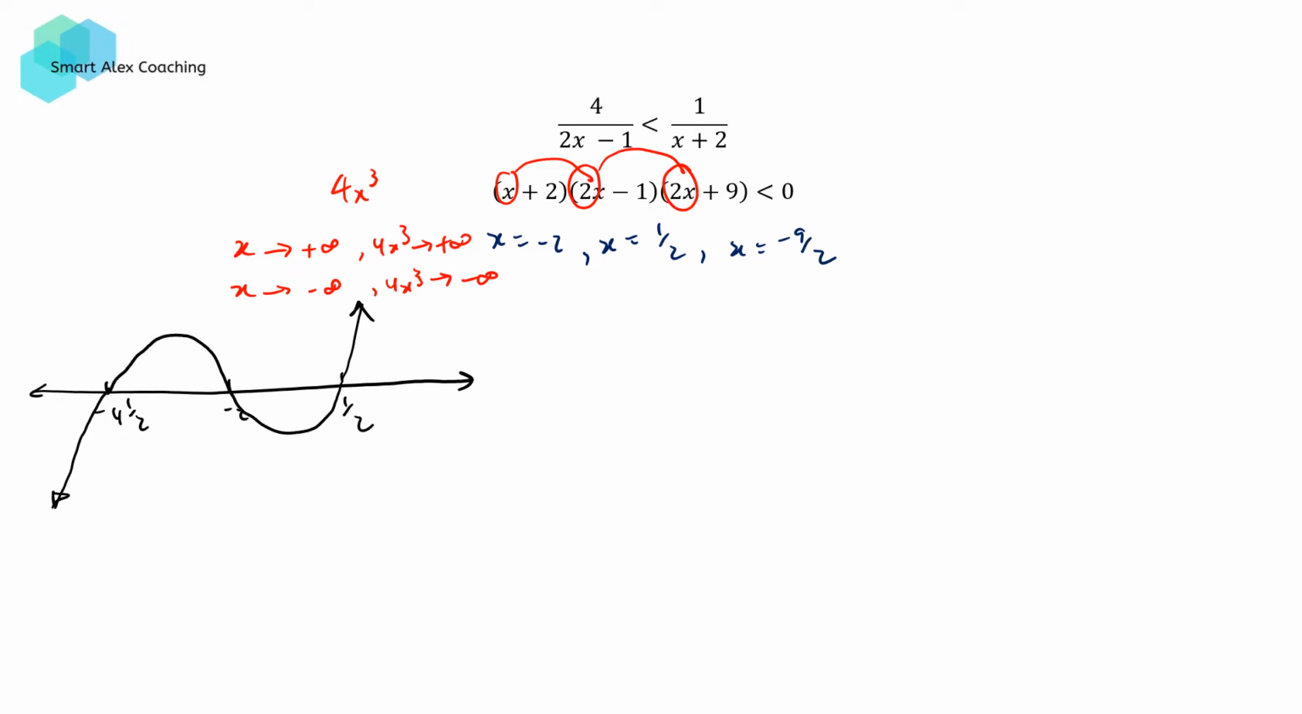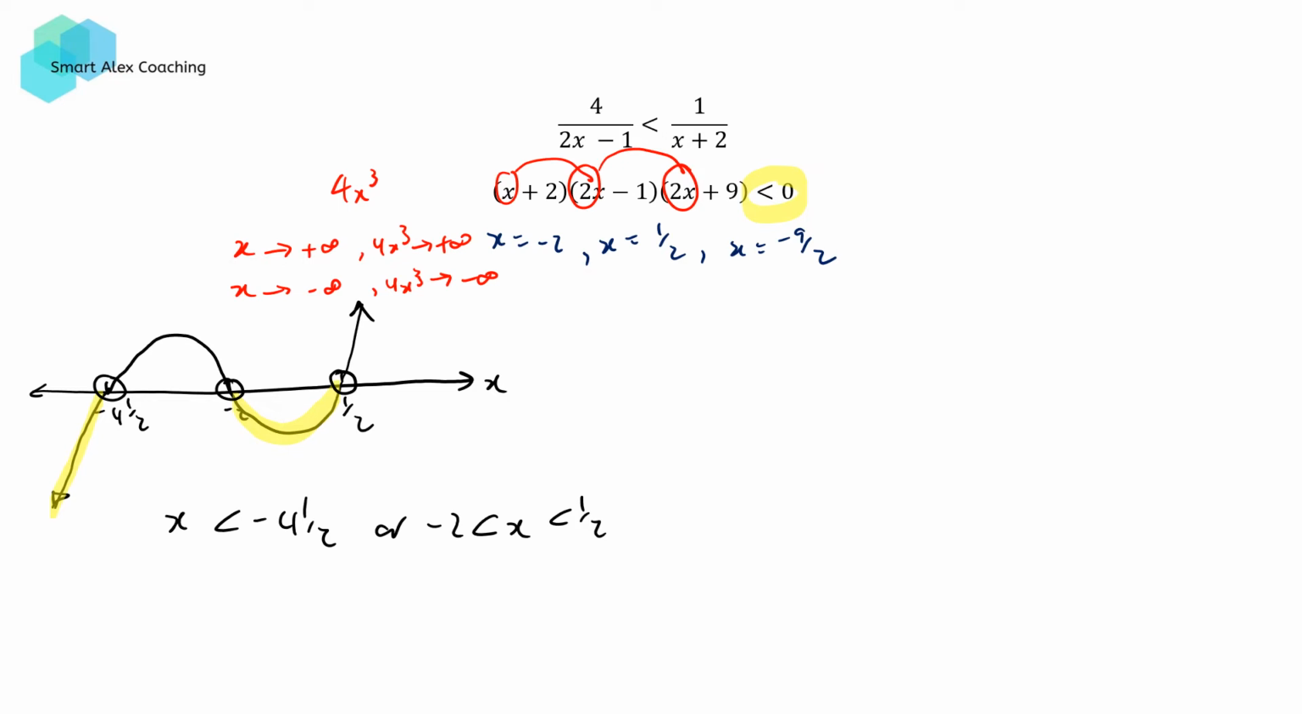What we're looking for is the section of the curve that is less than 0. That's going to be the sections below the x-axis, so it's going to be those values here. Another thing that we pay attention to is that it is less than 0, which means that we exclude the roots, negative 4.5, negative 2, and a half. So from here, our solution to this inequation is x is less than -4.5, or x is between -2 and 1/2.